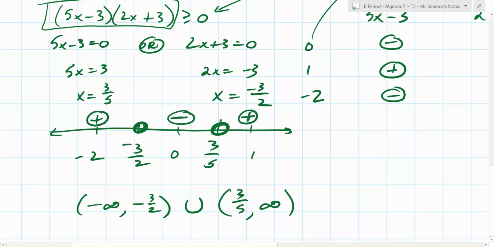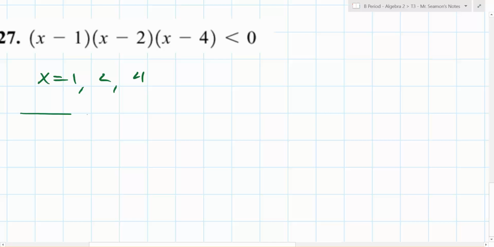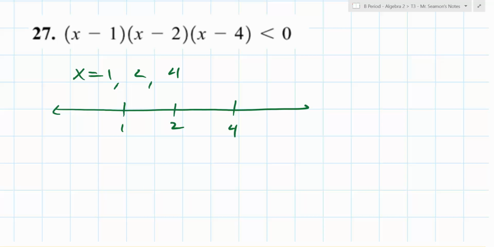So first it's x minus 1 equals, you can just tell me, right? 1, 2, and 4. So you make your line, right? 1, 2, and 4. Like this? Yeah. And then test numbers. So let's just pick some numbers. How about 0, 3 over 2, 3 and 5.